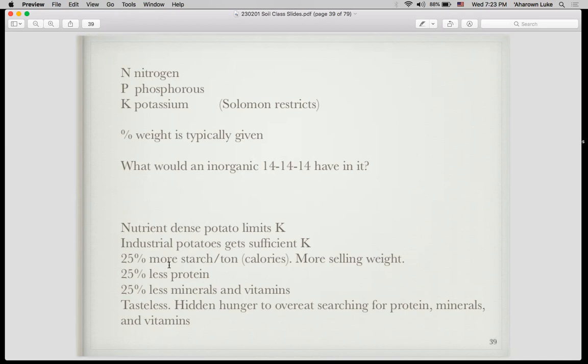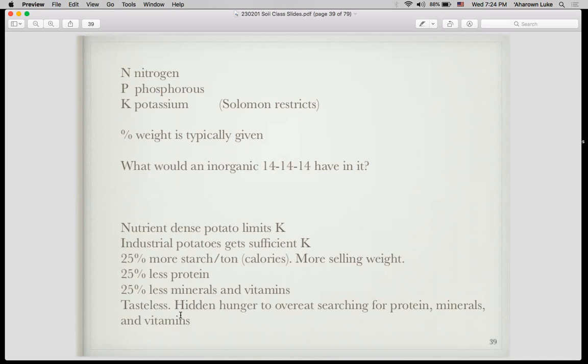Oh yeah, if you overdo the potassium, it has more selling weight, it has more starch, but it has a quarter less protein and a quarter less minerals and vitamins than if you had restricted the potassium. So it's tasteless, which means it also doesn't have nutrients.